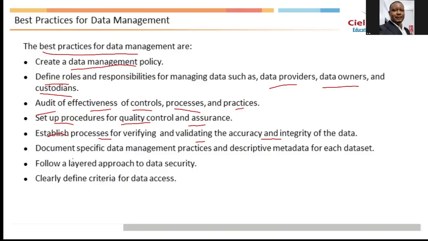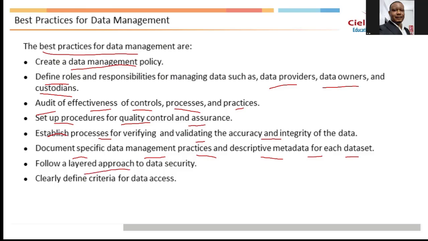Then, we also need to document specific data management practices and describe metadata for each data set. Clearly documenting how the data should be handled and processed, and also describing it, will help to improve the transparency and consistency of how the data is used. The metadata would also help users to understand the context of the data. All of these are part of the best practices.